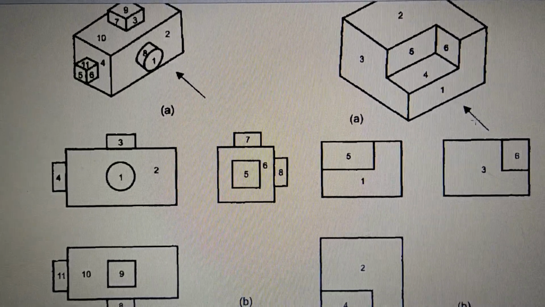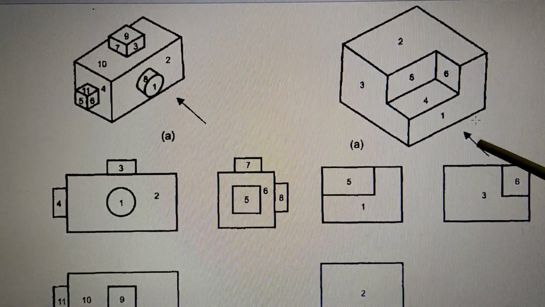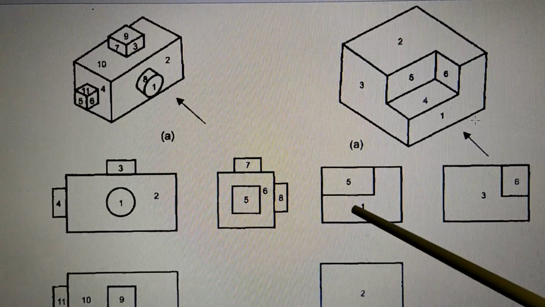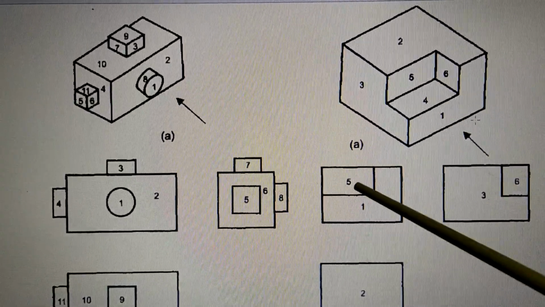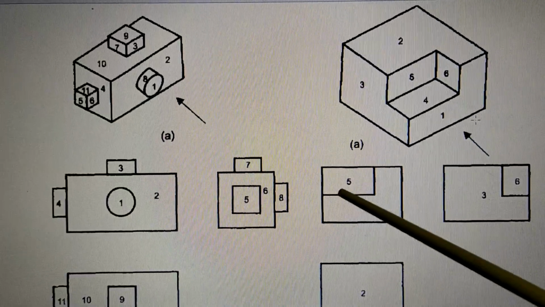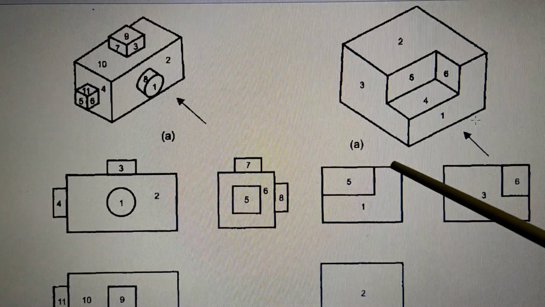Now there is this object. The object is like this. This is the front direction. So when you draw, this is your surface 1. Then you can see 5, this is 5. 4 not seen, it is this line. 6 not seen, it is this line. 2 not seen, it is this line.